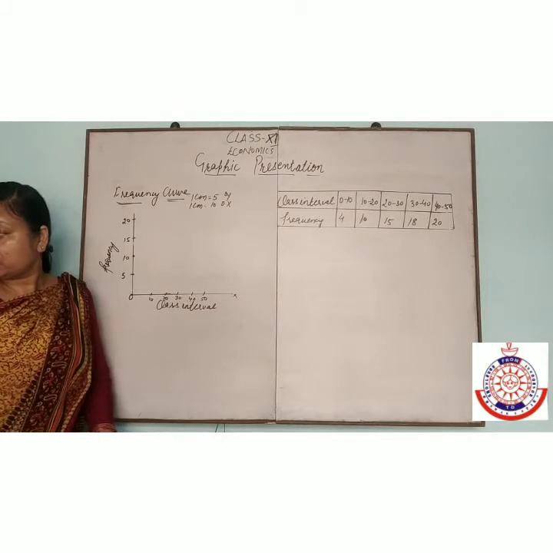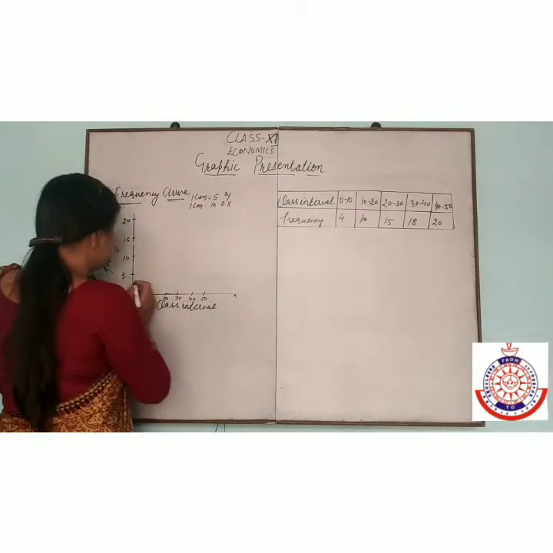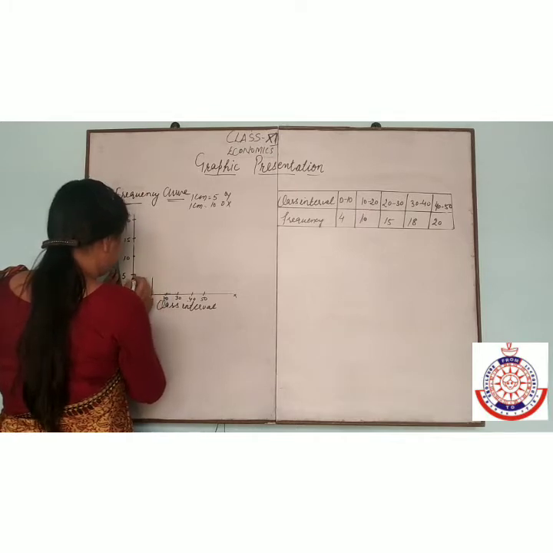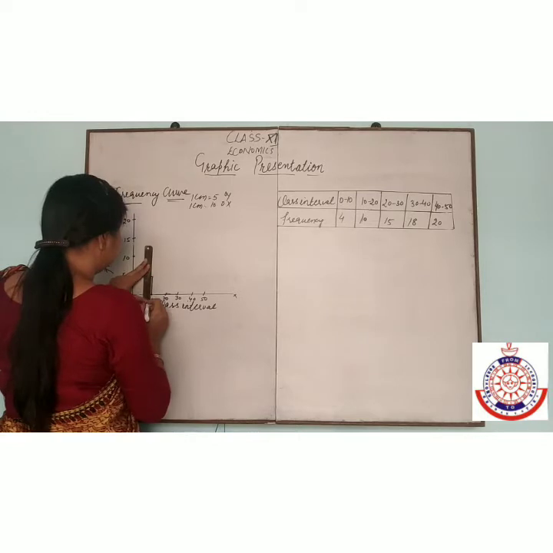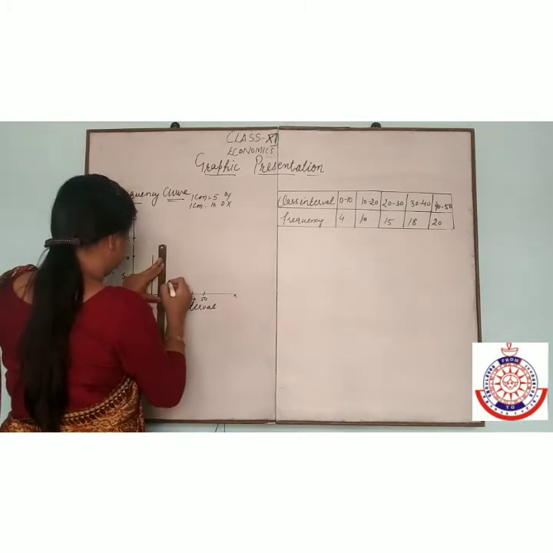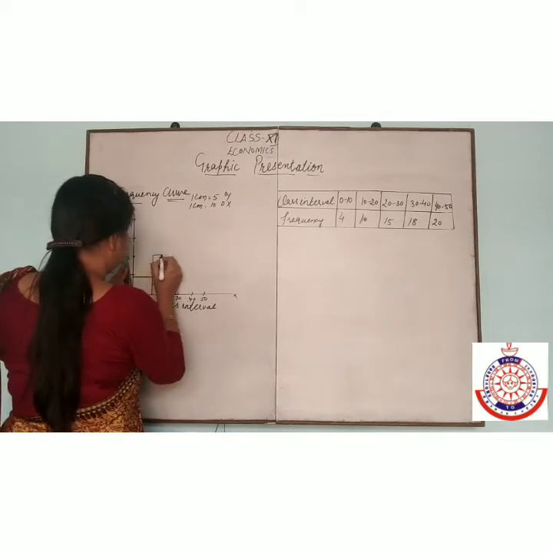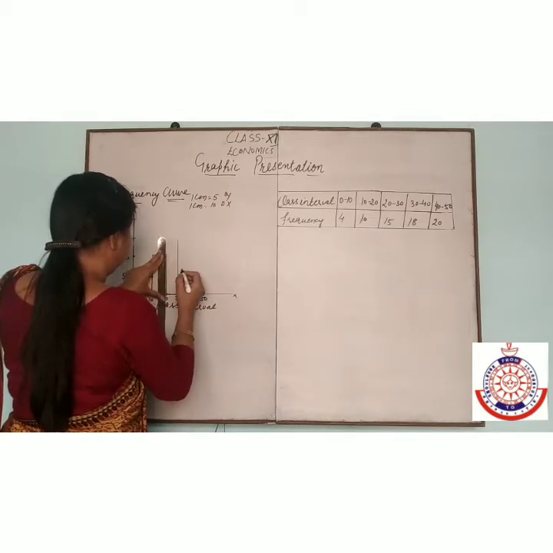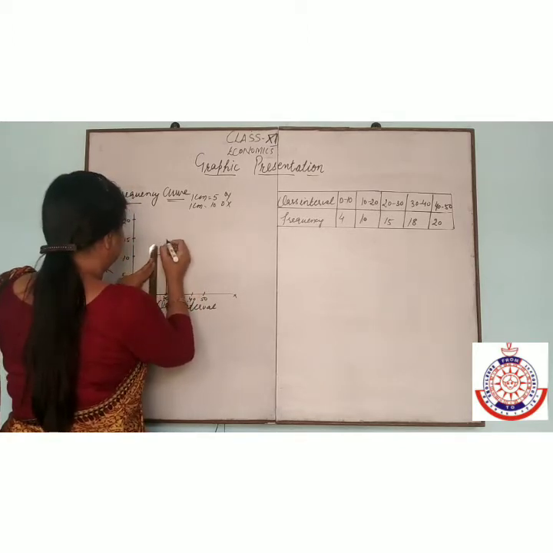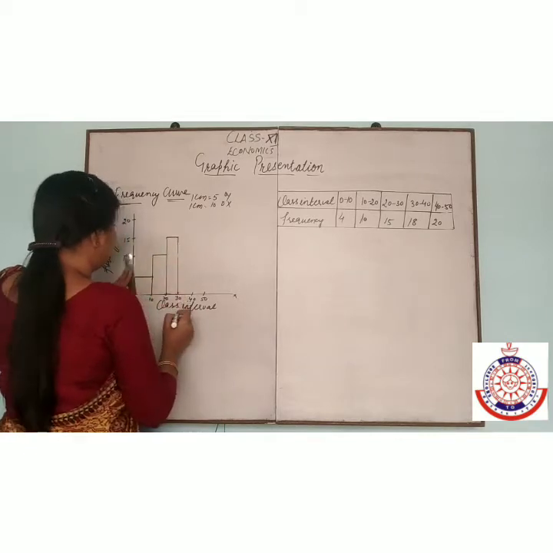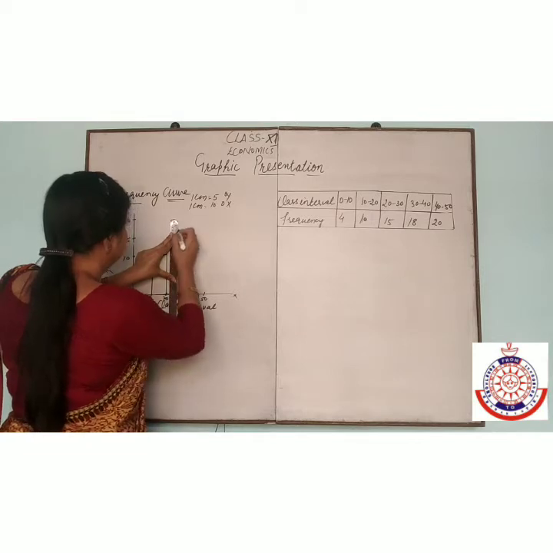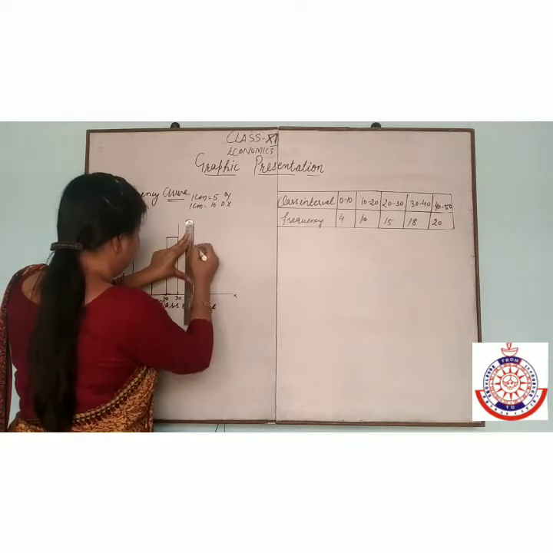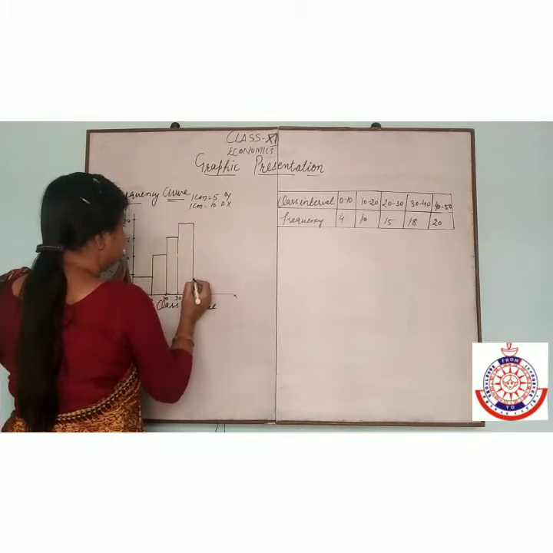First of all, we make a histogram. 0 to 10, that is 4. 4 is here, so we will take 4, then 10, then 15, then 18, and last is 20.